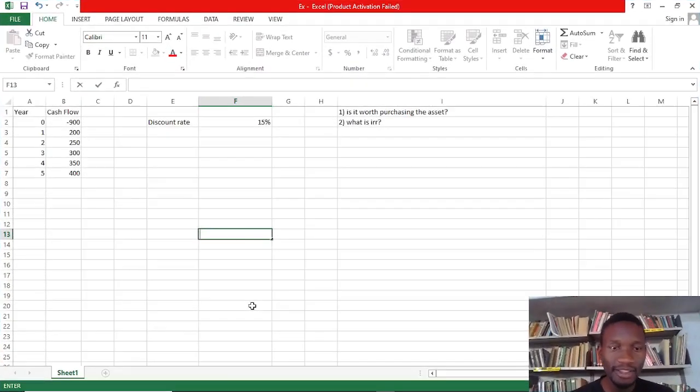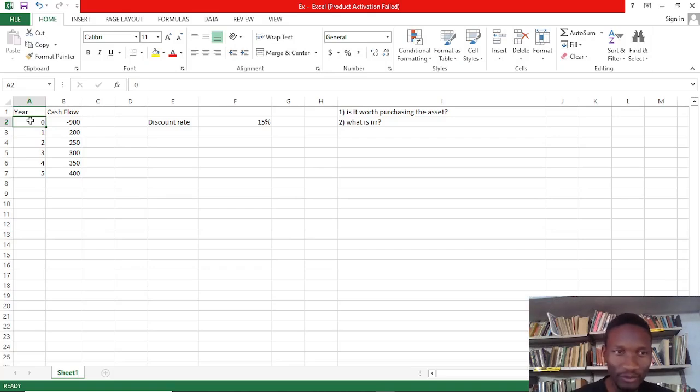So here's the information on the Excel. We have the cash flows here. Here's 0. We are buying an asset costing $900. That's why it is negative, it is an outflow. Then we are going to generate all these cash flows from using this asset.